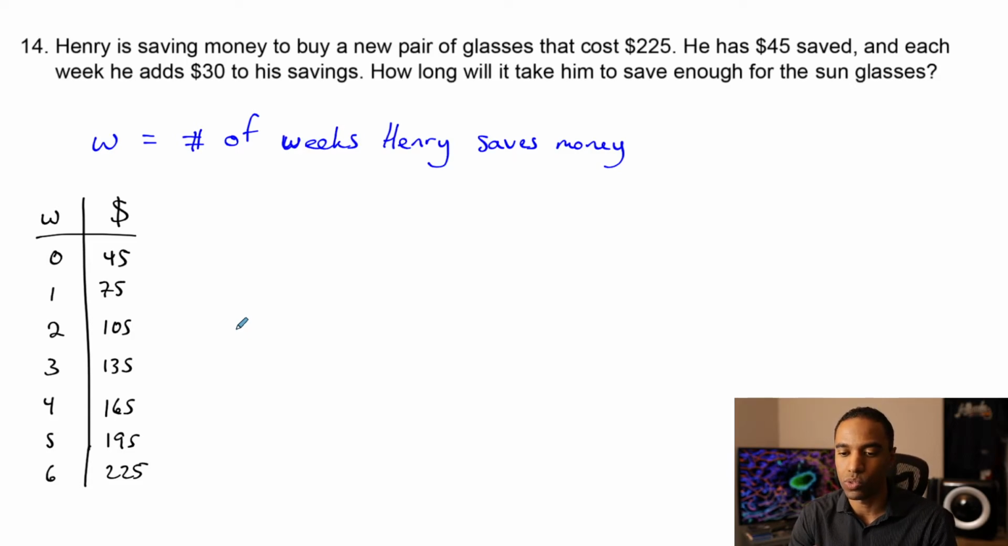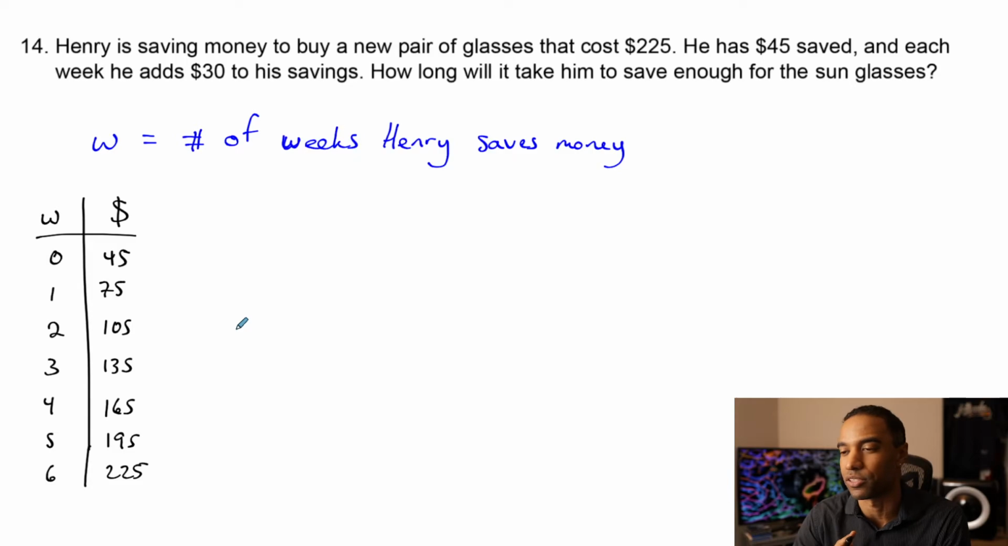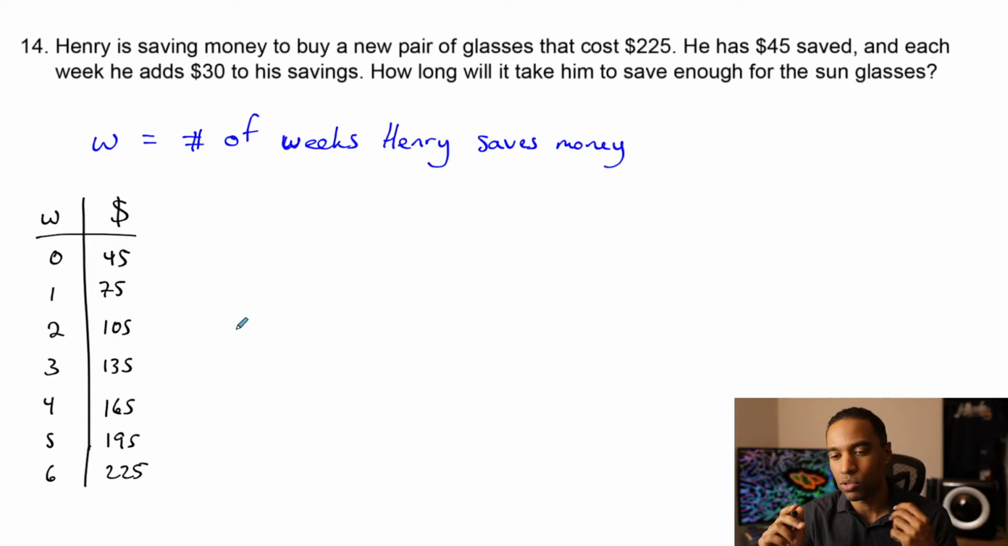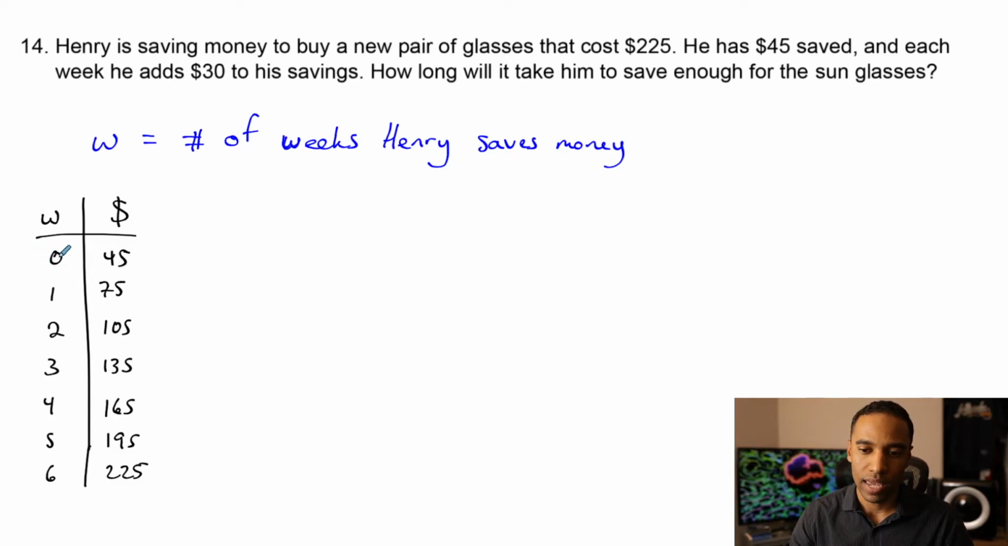6 weeks to save up to $225 in total to buy a new pair of glasses. Pretty expensive glasses there, but there you go. Now, that's one way to do it with the table. I'm going to use the table to make sense of how we can make an equation out of this. Notice that weeks do influence the $30 savings bits. Even when there were 0 weeks, he still had $45 saved.